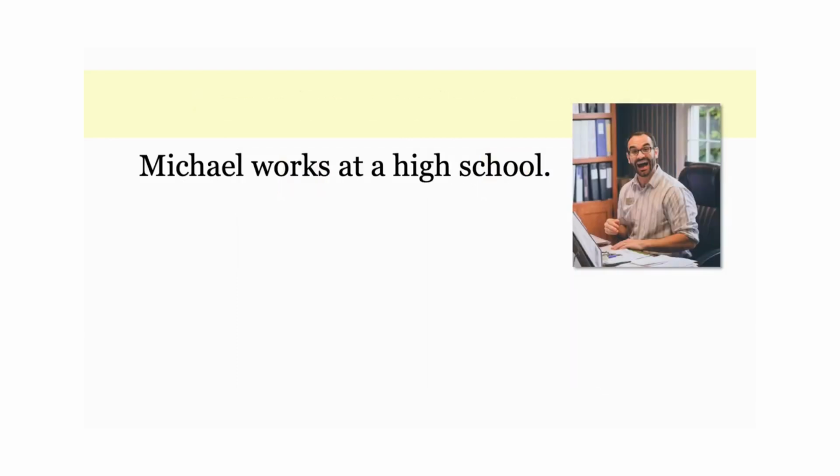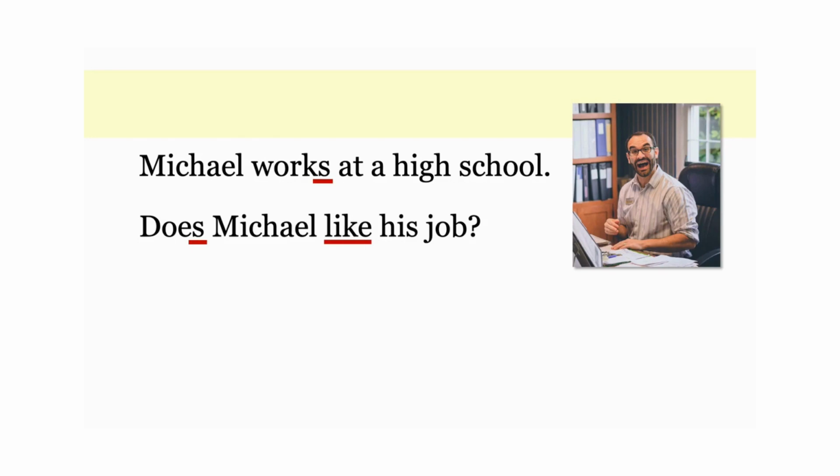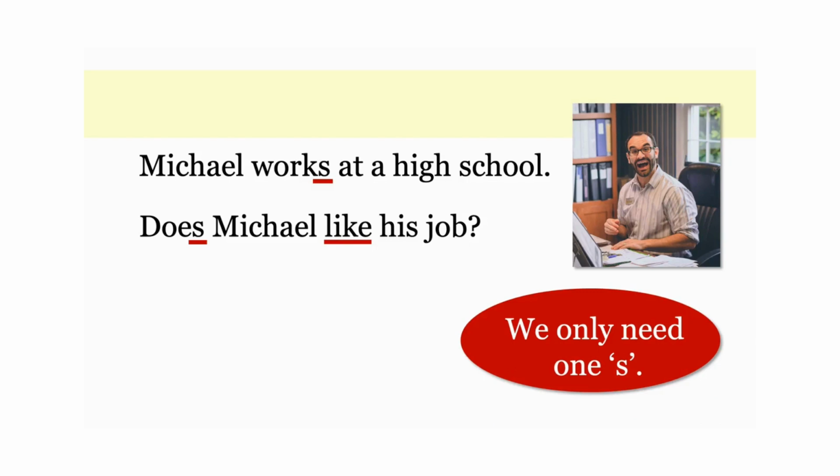Michael works at a high school. Remember, we need this S on works because Michael is third person singular. But look what happens when we form the question. Does Michael like his job? The S is on does now. Like does not need an S. It's in simple form because we only need one S. Does Michael like his job? Michael likes his job. And here you can see that S is back for third person singular. There's one S here and one S here.